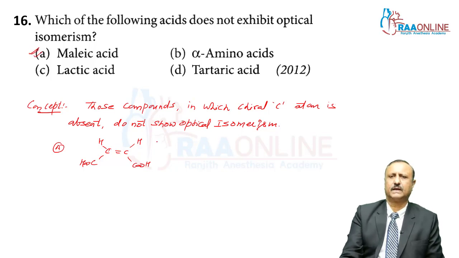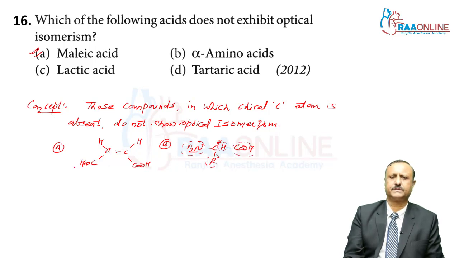Here in B, you can see the alpha amino acids, meaning NH2, CH2 and COOH. Here, my dear friends, when this alpha hydrogen atom is replaced by another group, you get R, and then this compound shows optical isomerism, because in this carbon atom different groups are present: NH2, R, H and COOH. So, my dear friends, this shows optical isomerism.